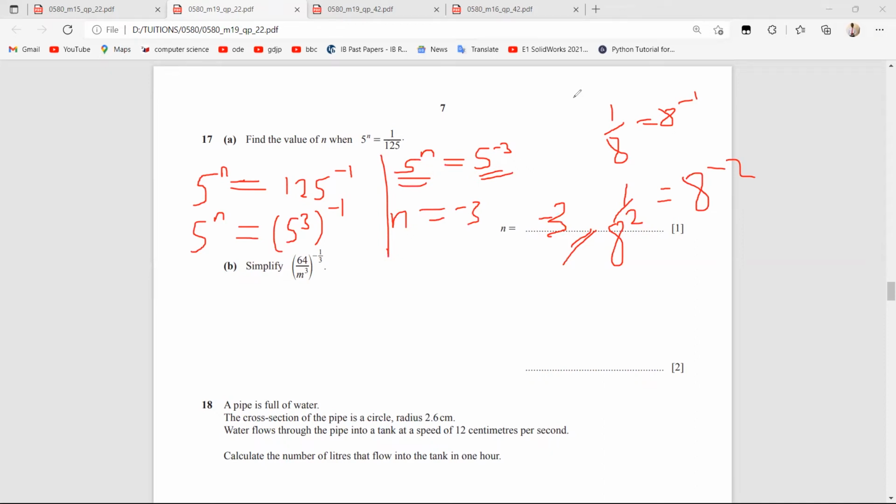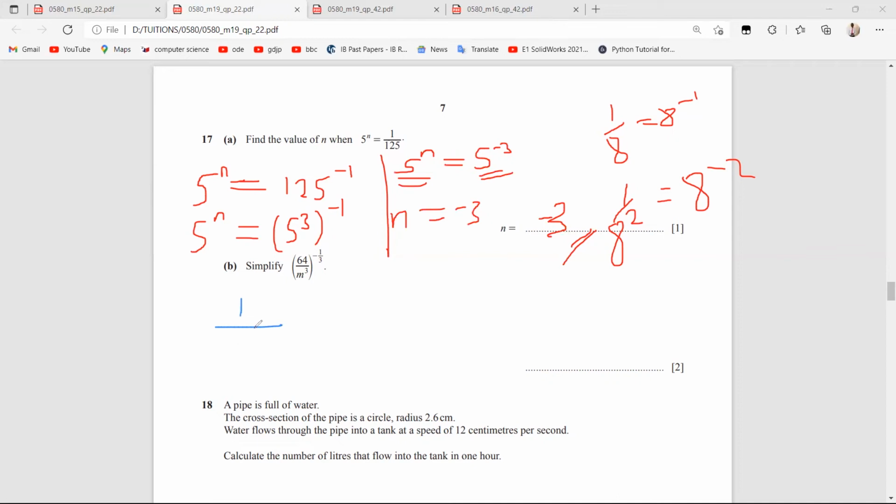Number B, there is 64 divided by m power 3, and the whole thing is to power negative 1/3. So how do we solve this? Now, first step, we can make it look simple. That negative power there scares me. All right, so let's do this.